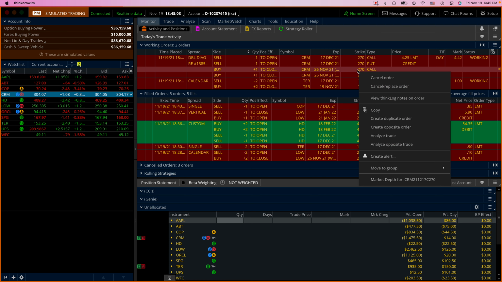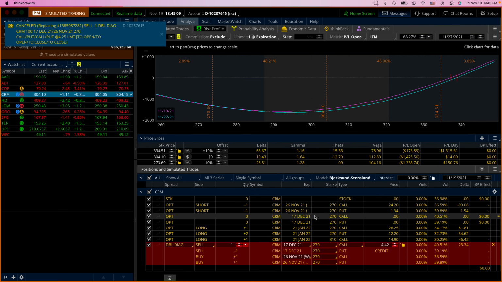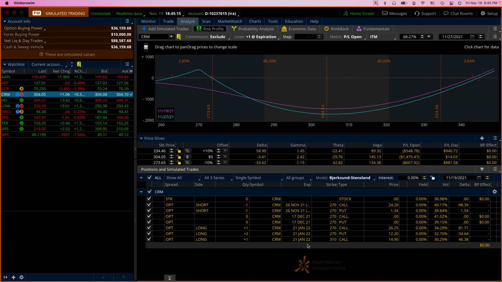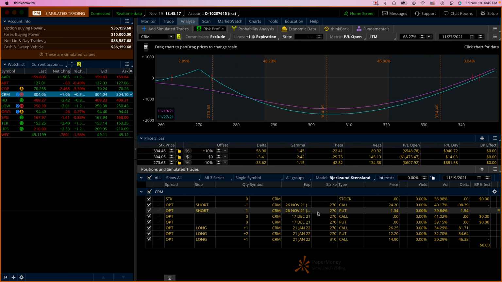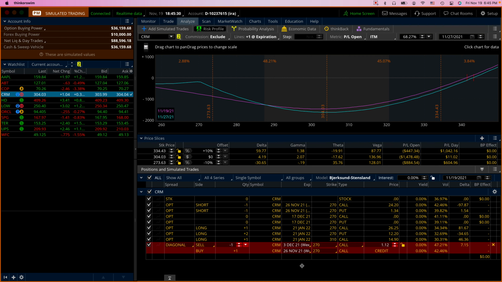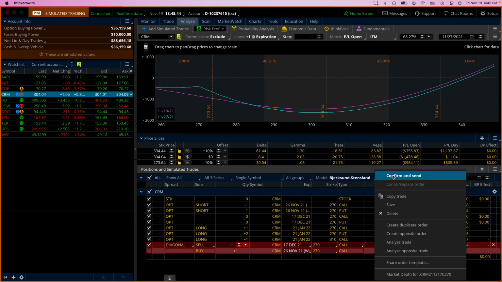Let's do that. Let's cancel this and go to the Analyze tab, and you can see here that the 270 is my strike price. So when you try to do both the call and the put side together, well, the put side is quite distant, so it doesn't want to get done. So let's do the call side first, analyze rolling, and change this to December the 17th. And we're going to get $2.32. That's quite a lot, actually, for the call side. Confirm and send.